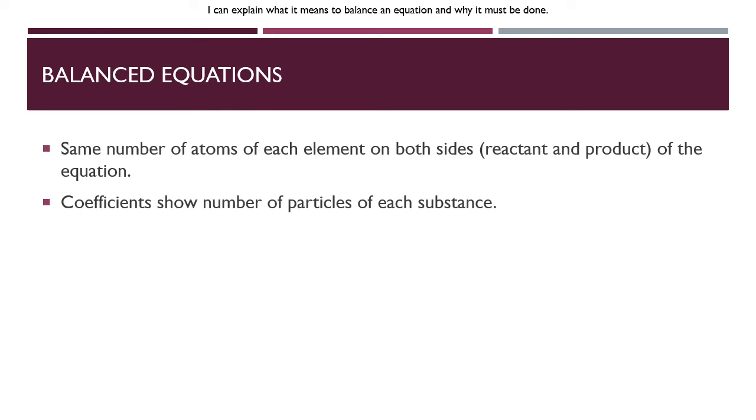Those numbers that are out front of each symbol in the equation, we call those coefficients. They show how many particles there are of each substance. So when we look at this equation, again the same one from the previous example, I now have a 2 coefficient in front of the H2. That just means I have 2 molecules of H2. And I have a 2 coefficient in front of the water. It means I have 2 molecules of water.